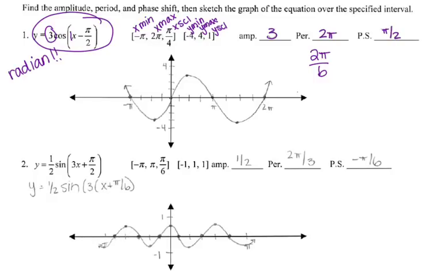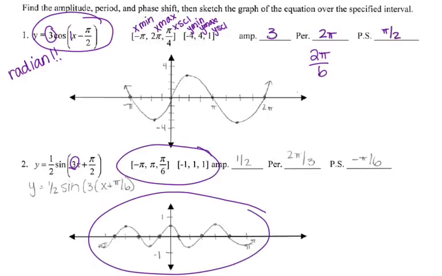Alright, amplitude's still the same, and the period is 2 pi divided by b. B in this case is 3, so the period is 2 pi over 3. And then graph it in the calculator and copy the graph.